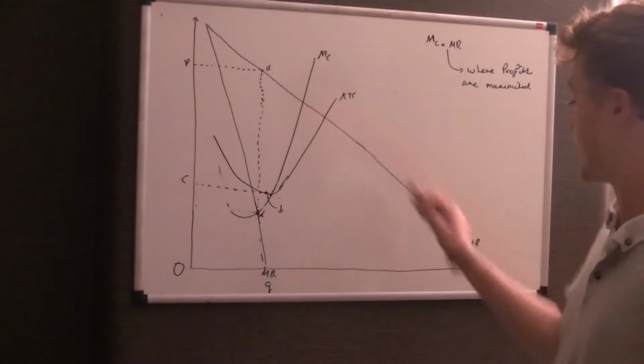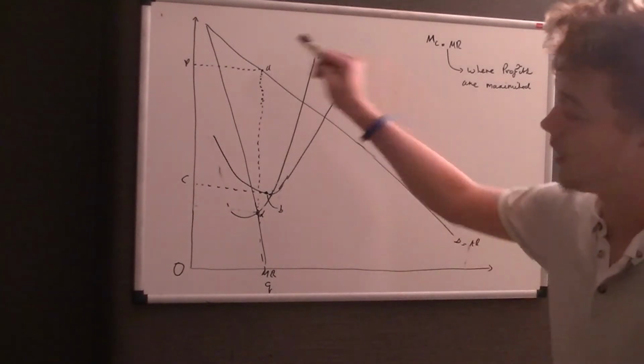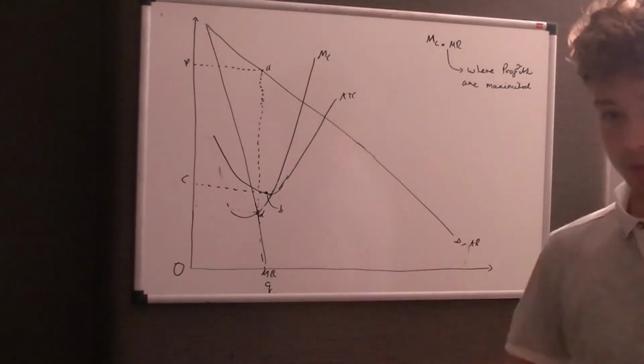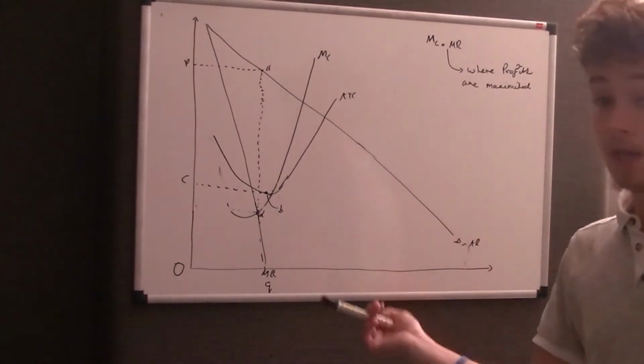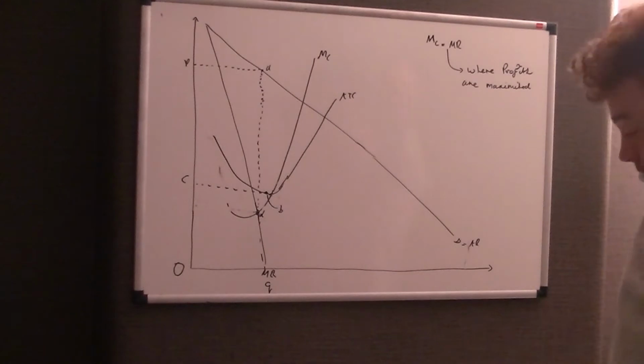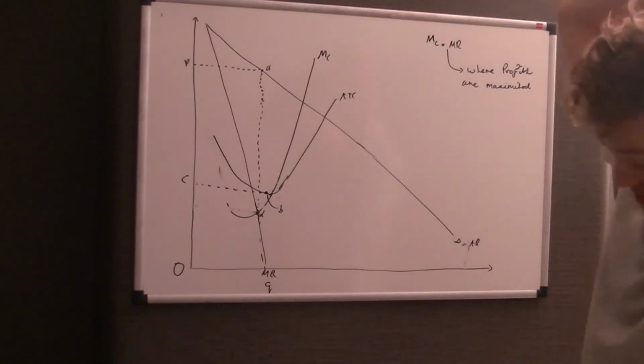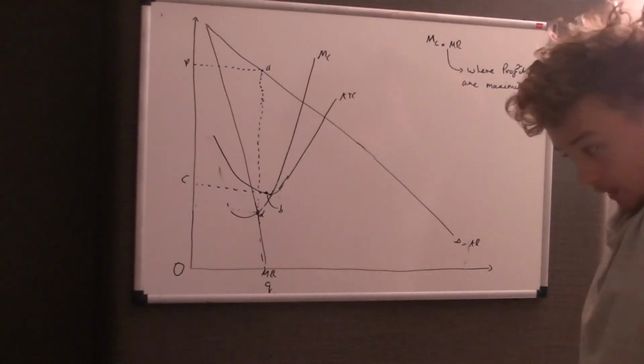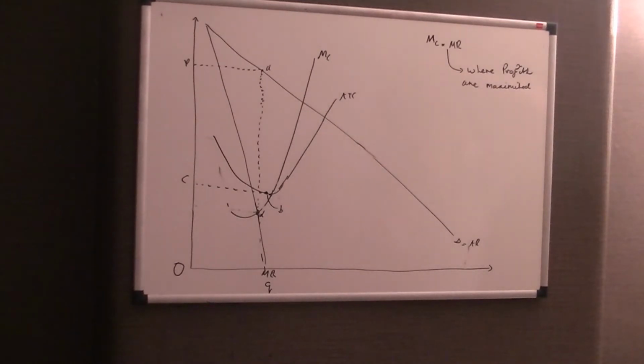So we draw it up to the average revenue curve, which is obviously the price, the demand curve, and that gets us our price. The bottom of the average total cost curve is where the firm is, you can sort of think of it as their total cost, which I guess it is. So that's why it goes there.